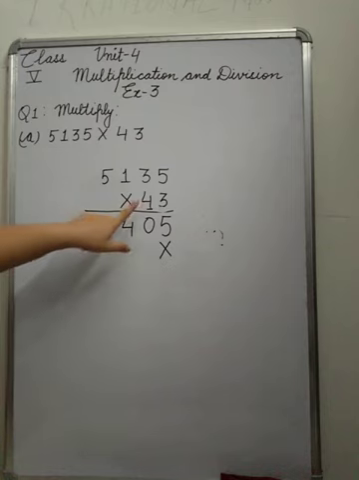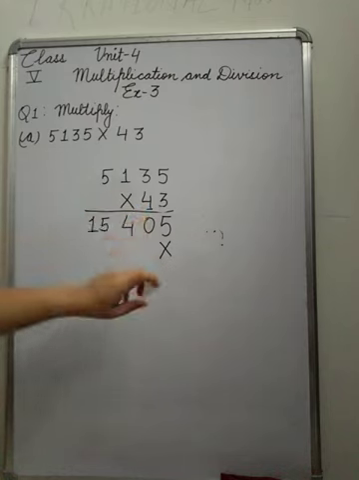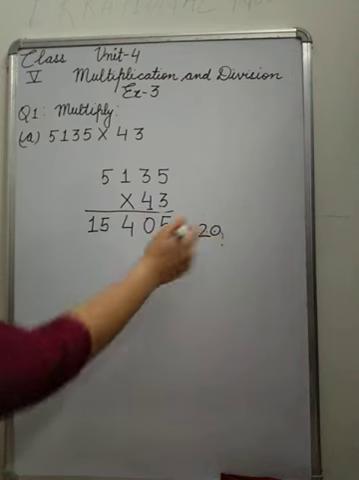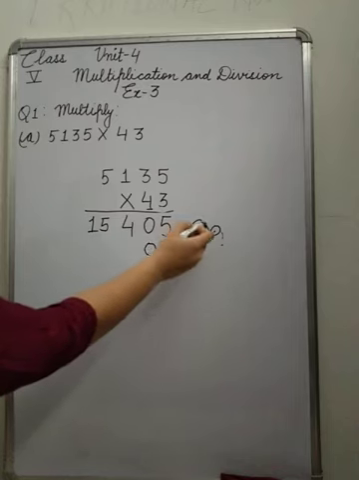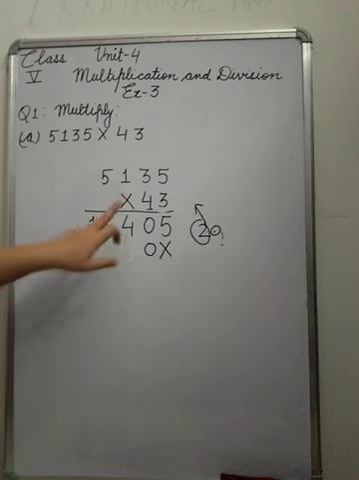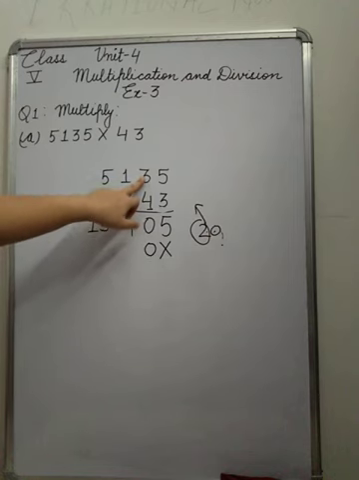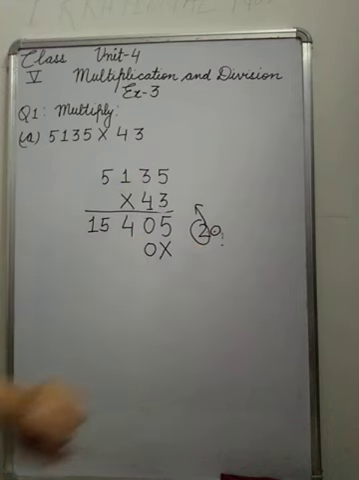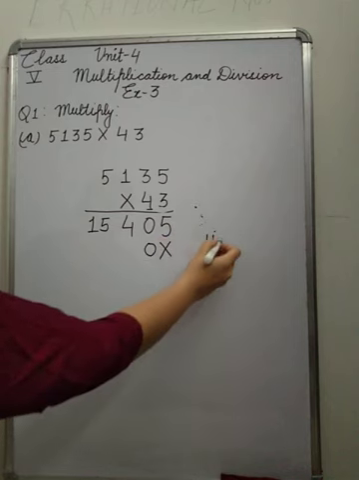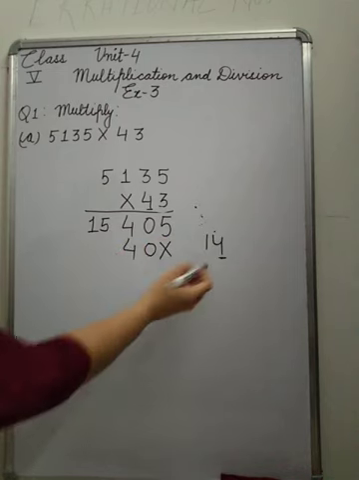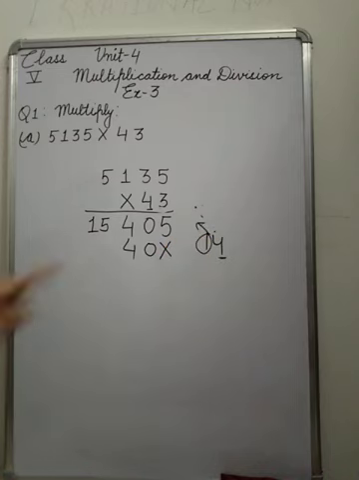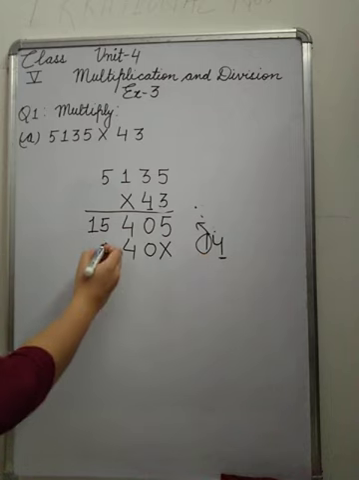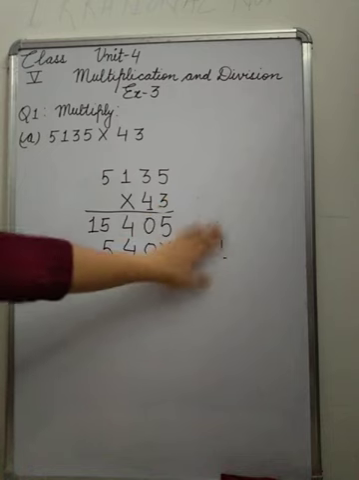Now multiply with this 4 and 5. 4 5s are 20. Now that 0 will come here, that 2 is remaining. Keep that in your mind. Now 4 3s are 12, 12 plus 2, that will be 14. That 4 will come here and that 1 is carry. 4 1s are 4 plus 1, that will be 5. So write it here 5. Now no carry is there, so erase that.